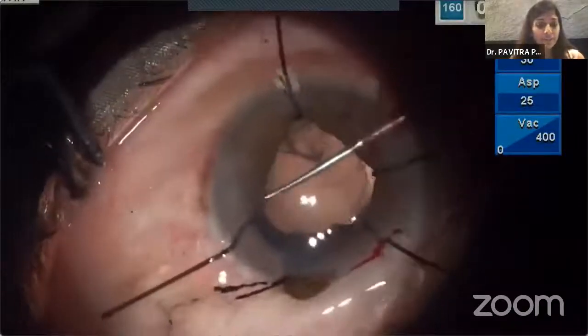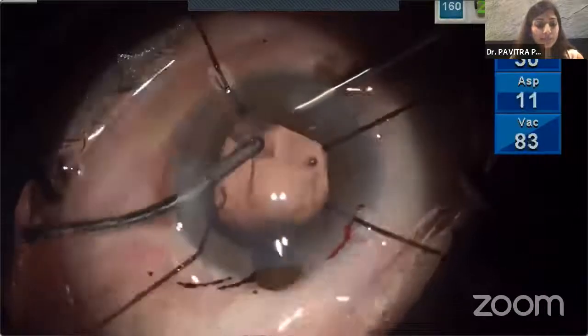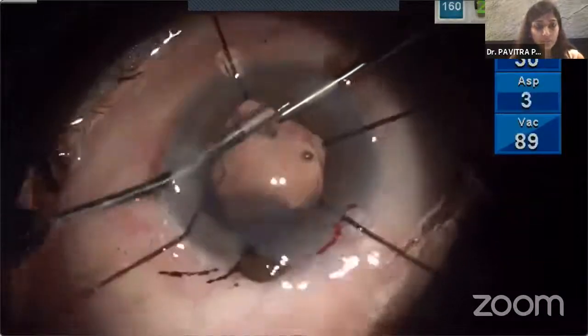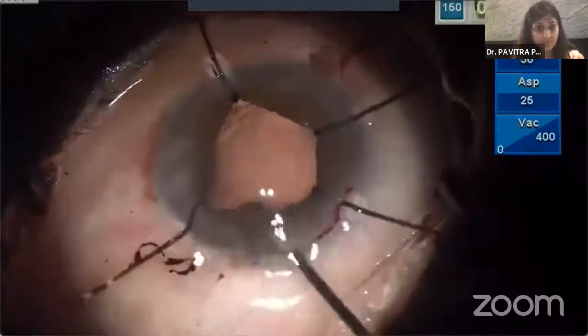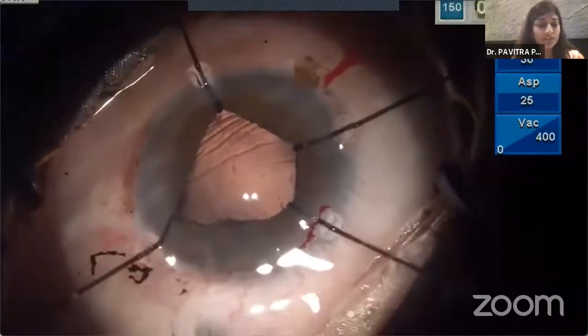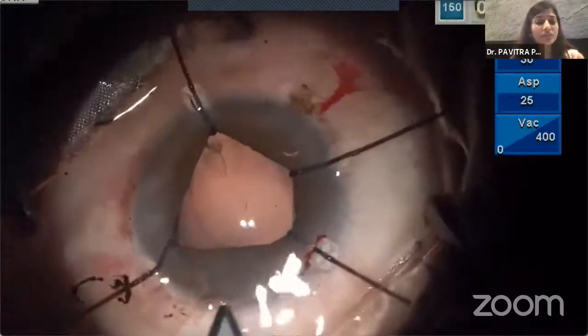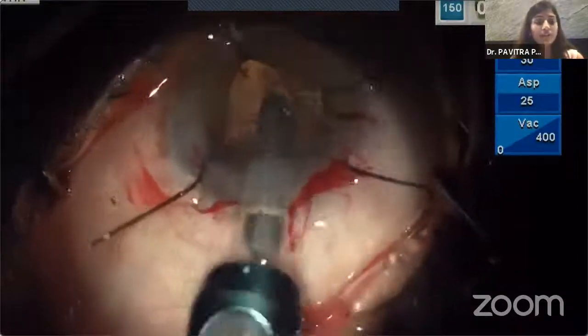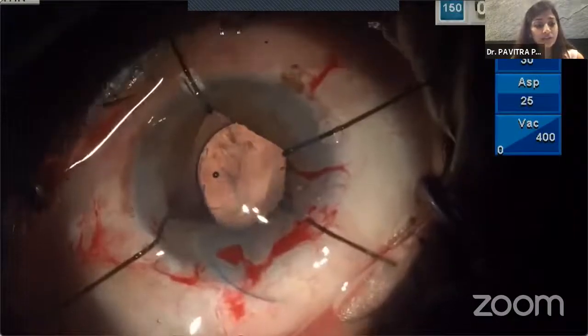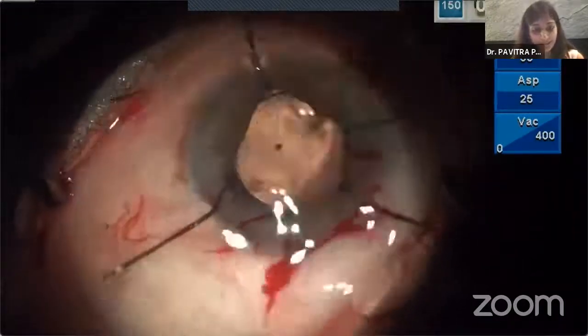And I removed the remaining cortical matter. The vitrectomy was done for that vitreous strand. Then the main incision was increased from 2.2 to 2.8, following which a non-toric 3-piece monofocal IOL was safely implanted into the bag.